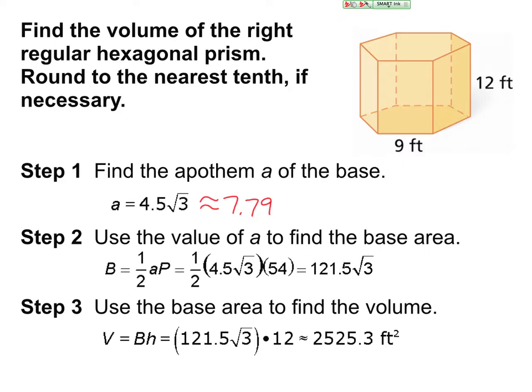Okay, then all you're doing is sticking that number in to find the base area. And 121.5 times the square root of 3. Base area was like 210.44. Wait, where's the 54 from? This is probably 1/2 apothem times perimeter. Got it. The side was 9, so times 6. And then to find the volume, you took that base area. If you wanted that in decimal, you could put it there. Times 12.